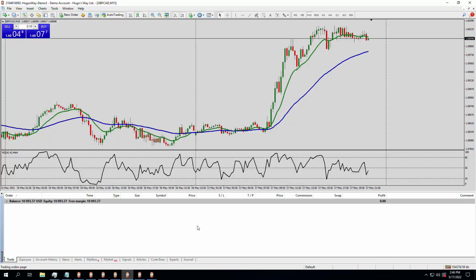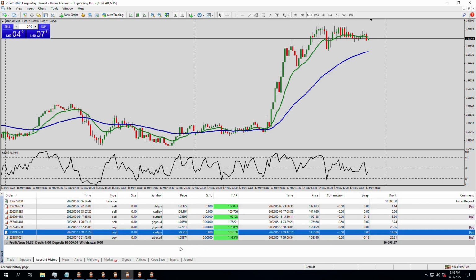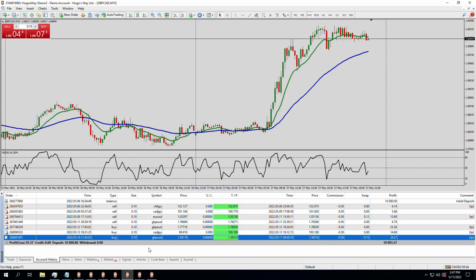Here we are inside of MT4. The trade terminal is closed, so that means we took profit. Let's look at the account history. Last trade was a buy on GBP CAD, and I had set to take profit, and we took profit at $26.21.